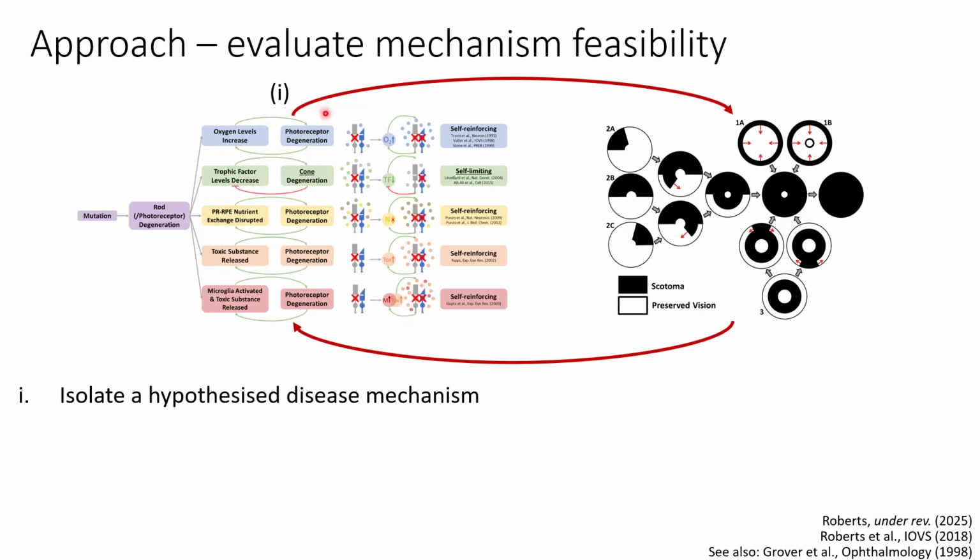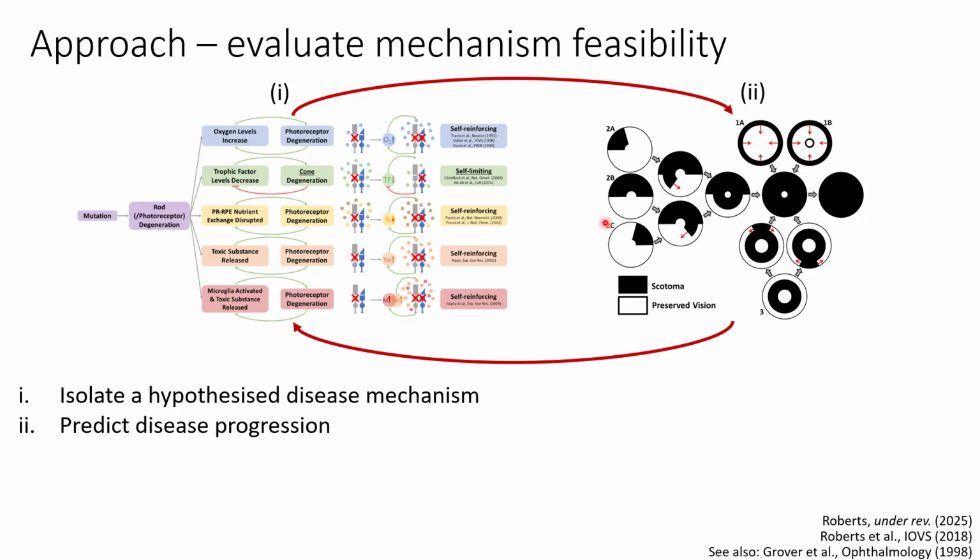So this is a particular strength of mathematical modelling, that you can isolate a mechanism in a way that might be difficult or perhaps impossible to do experimentally, but it's actually very easy mathematically, because you just choose to include that mechanism and to exclude the others in your equations. So I'll isolate a particular disease mechanism.